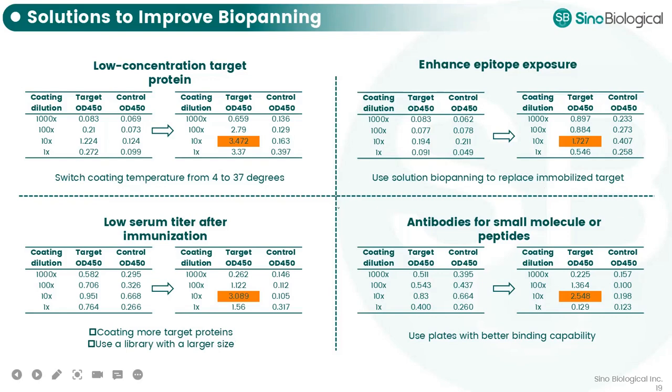For antibodies targeting small molecules or peptides, we recommend using plates with better binding capacity. So here is the comparison data showing that when we use the regular plates, we didn't get any good binding results. But when we switch to the plates with better binding capacity, we are able to get a good OD450.